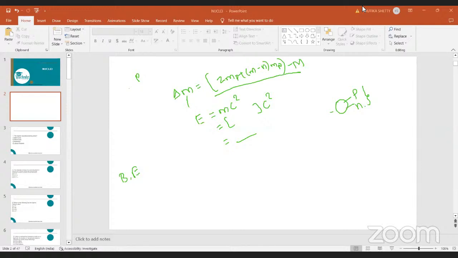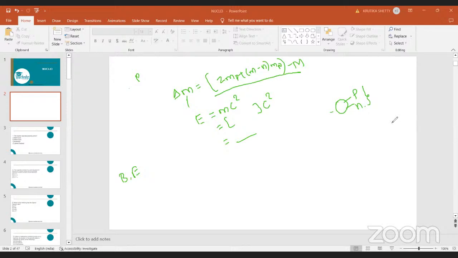Protons and neutrons together, what is it called? Akash, Abhishek, Gautami, Harshita, what is the answer? Nucleons. Yes, Rakshita, it is called nucleons. Here the protons and the neutrons together are called nucleons.